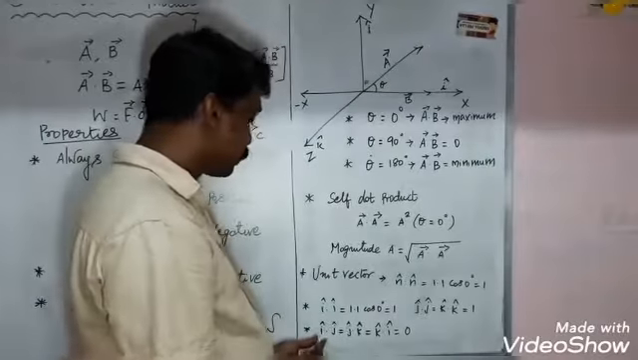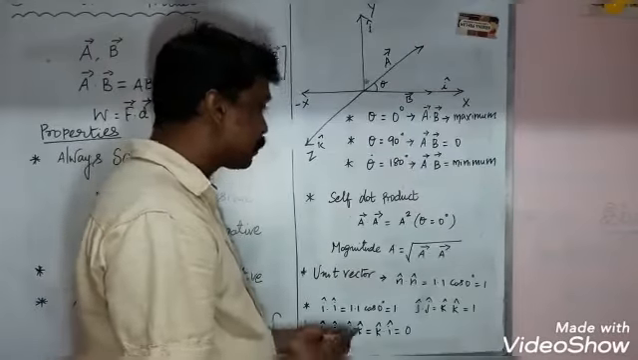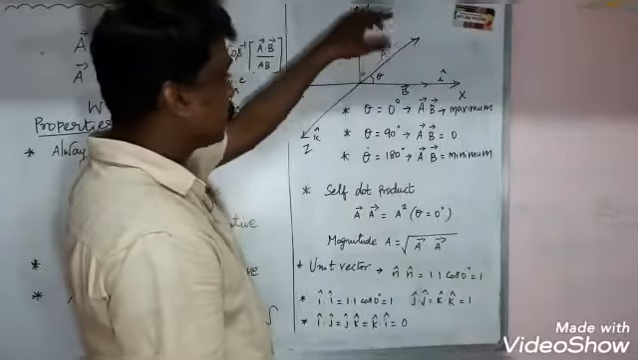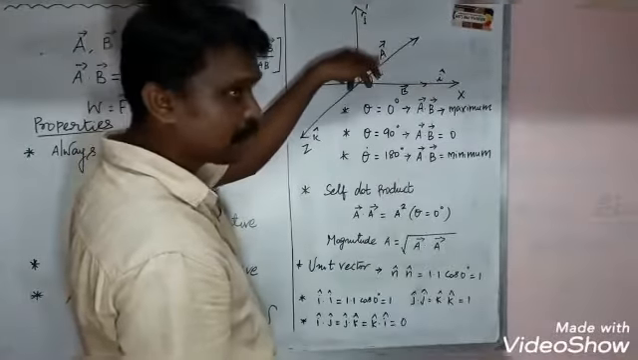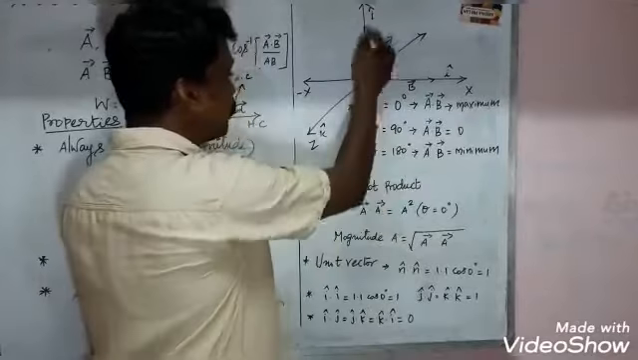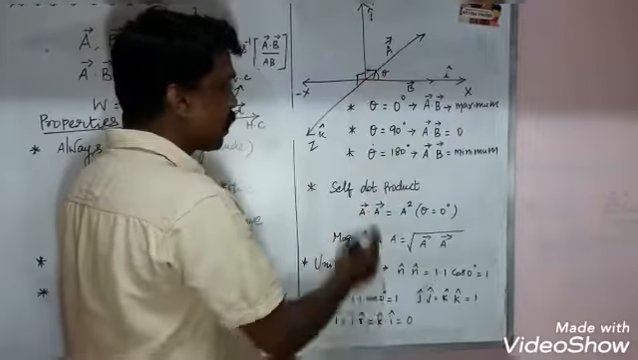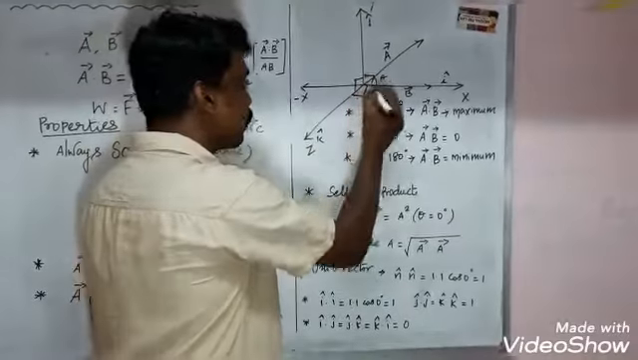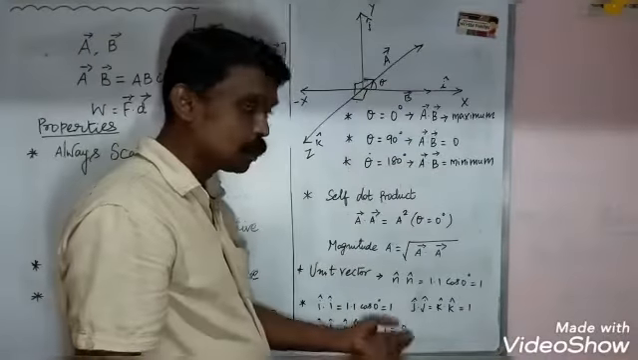The next one, you see i cap dot j cap. Why it becomes 0: the angle between i cap and j cap is 90 degree. In the same way, the angle between j cap and k cap is 90 degree, and the angle between k cap and i cap is 90 degree. Cos 90 value is 0, therefore it becomes 0.